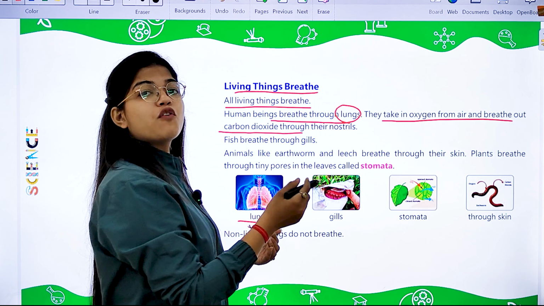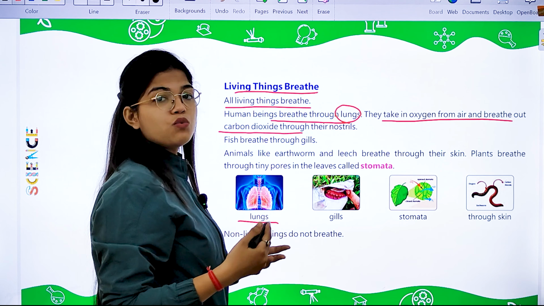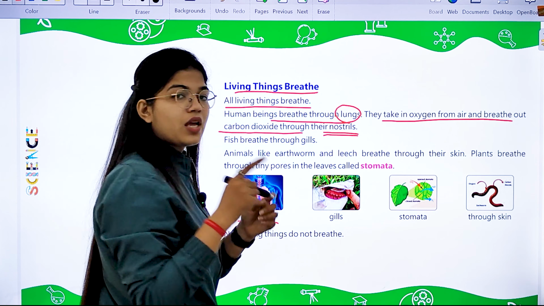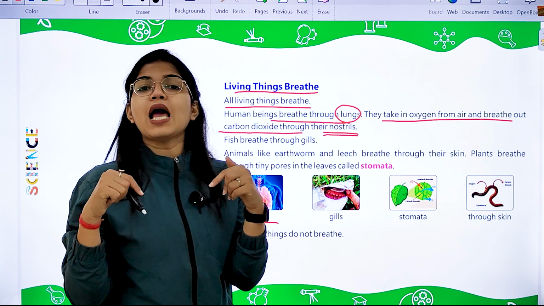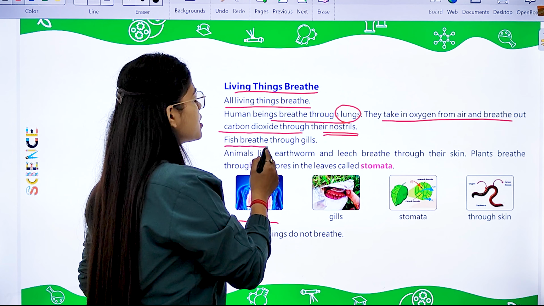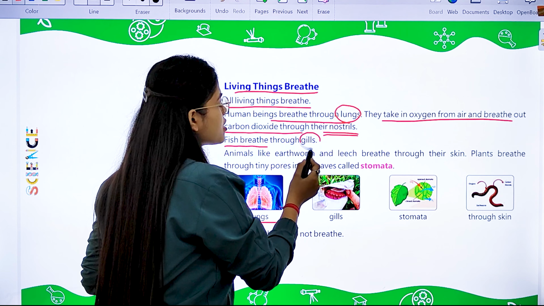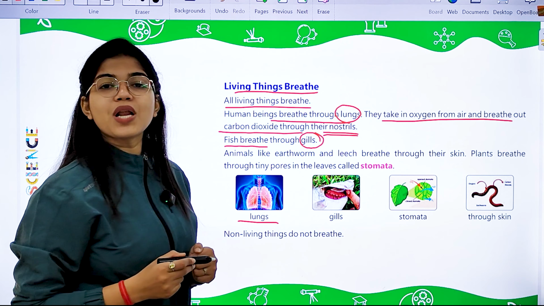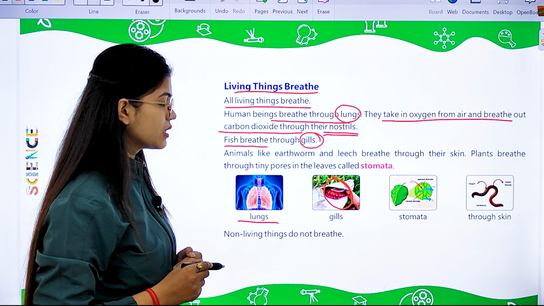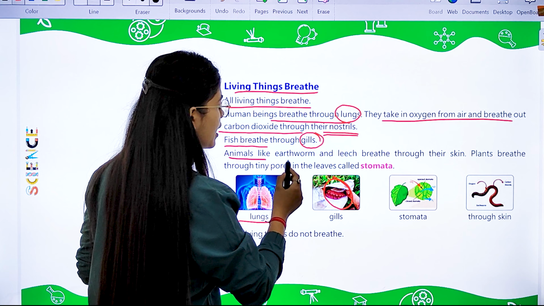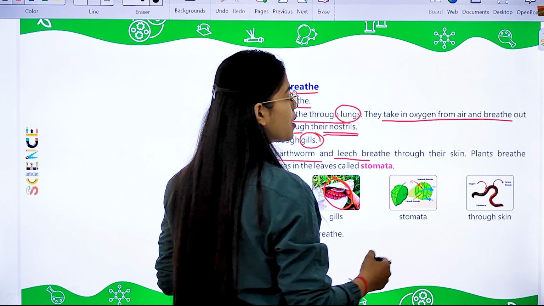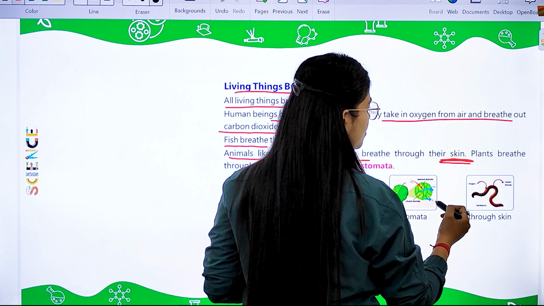Okay, but for taking in and taking out this air, we use our nostrils. These two nostrils are used to inhale and exhale, right? Then if we talk about fishes, they also breathe, but they have a special organ for breathing known as gills. These are the gills of the fishes used for breathing. Then animals like earthworm and leech, what do they do? They also breathe, but through their skin.